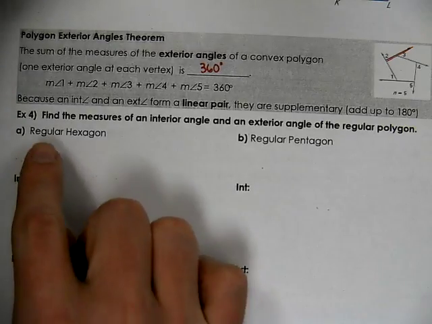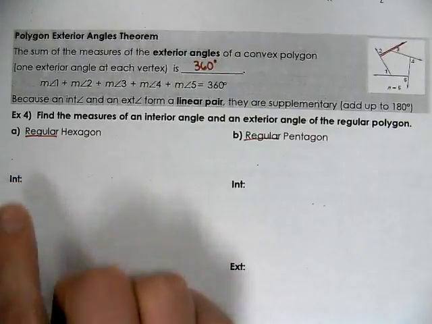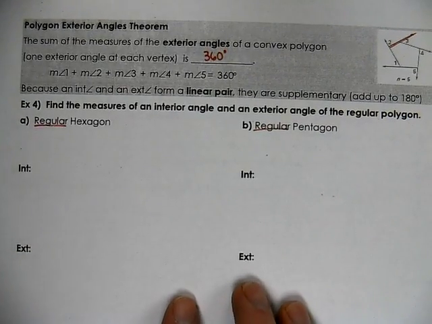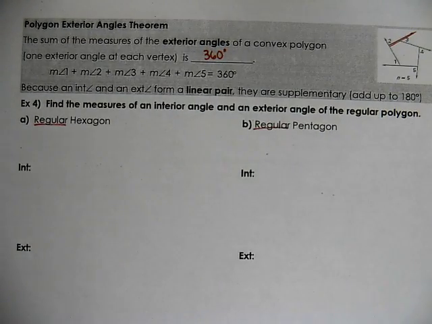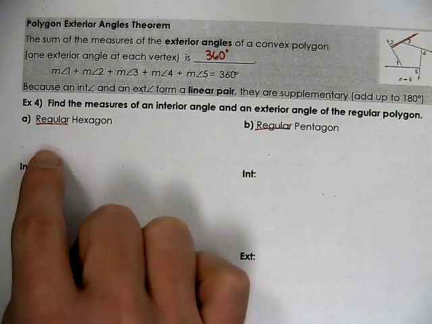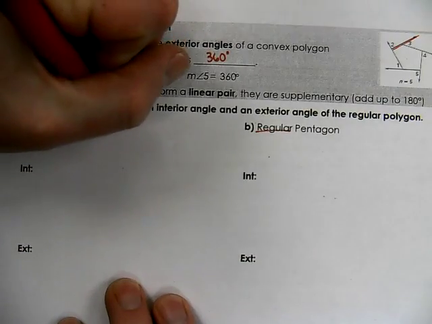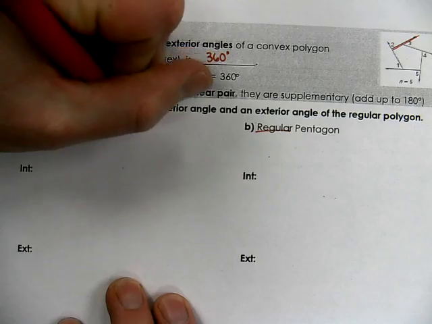For these next two examples, we're considering a regular hexagon and then a regular pentagon. What that means is that all the sides are congruent and all the angles are congruent. So for the pentagon, all 5 angles are the same and all 5 sides are the same, and for the hexagon, all 6 angles and all 6 sides are the same. Again, this is going to be n equals 6.